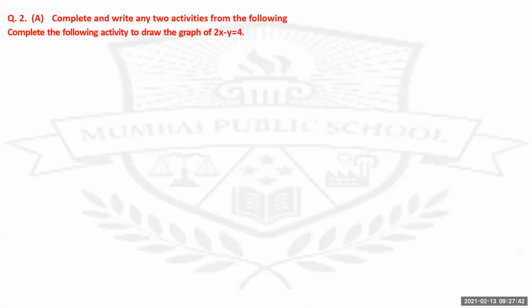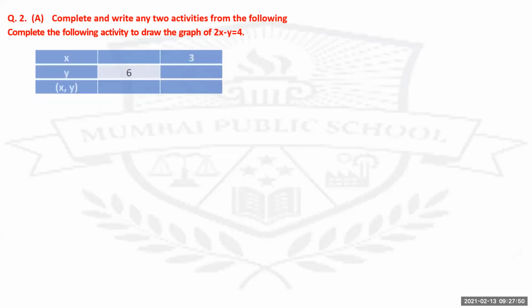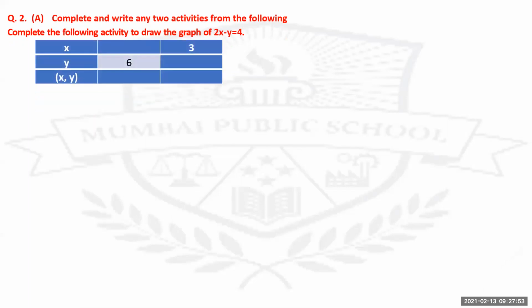Complete and write any 2 activities from the following. Complete the following activity to draw the graph of 2x minus y equals to 4. Check. Now this is the table which is given to you. Now check. Each box here will carry half mark. Understand? Check. Half and half, 1, and here half and half, 1. Understand? And all these answers are interrelated to each other. Is this clear to all the students?